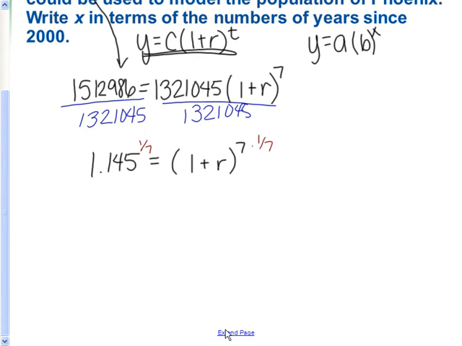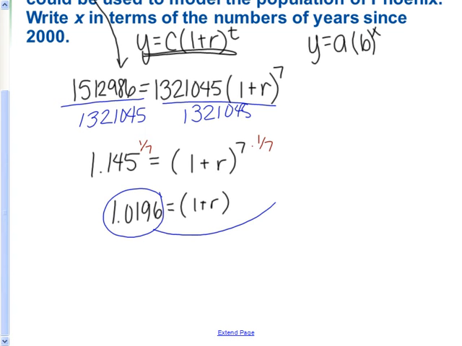And we should come up with 1.0196 if we round it. That's 1 plus our rate. So if we had to find what the rate was exactly, we could minus 1, but we need to write an equation. So we can plug this in for this right here, because it equals 1 plus r.